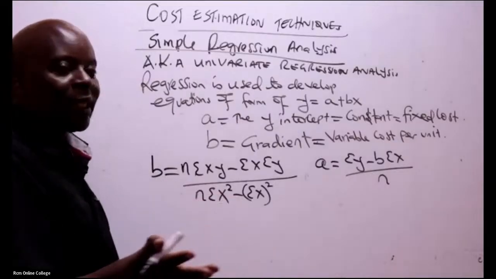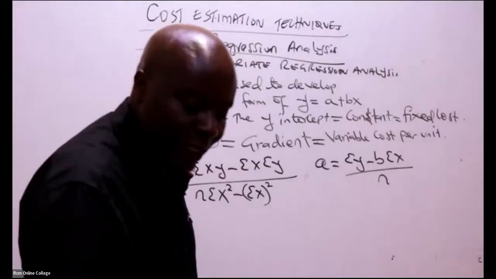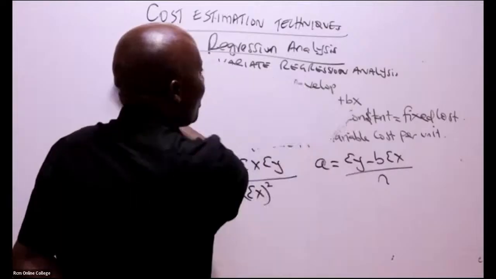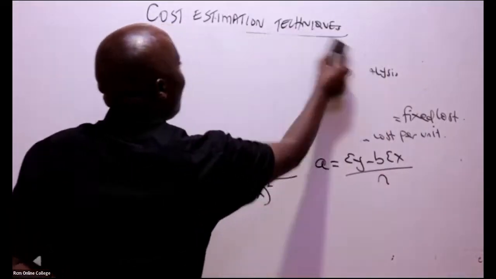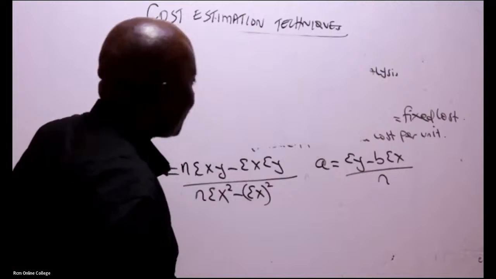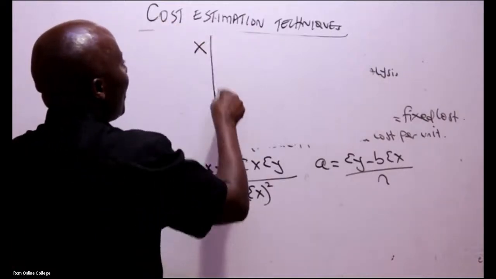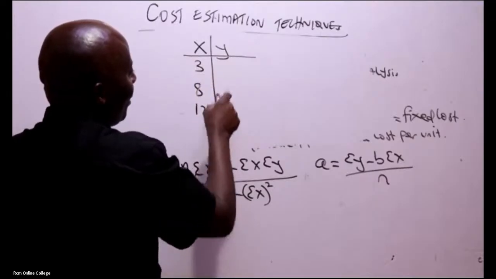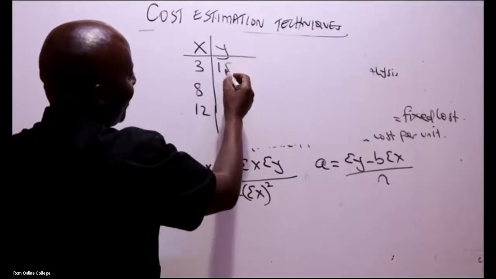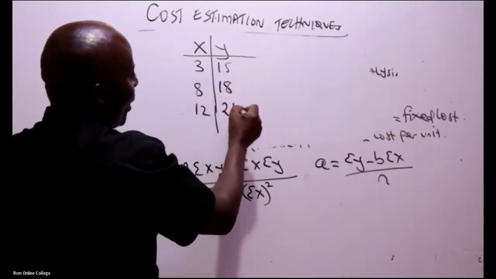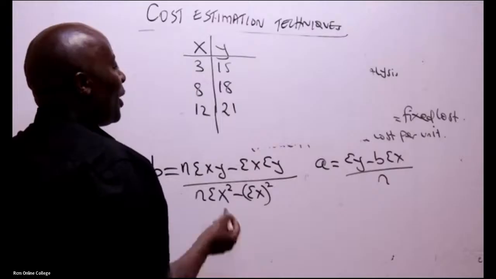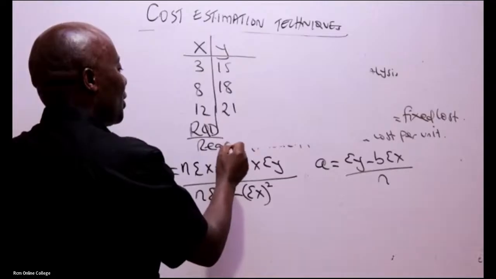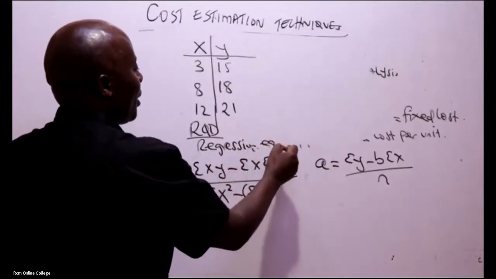So in this case here, this is how we get the value of B and the value of A. I'll give you a very short example before we look at the question that came just the other semester. I'll give you a very simple illustration. If, for example, you are given just three data values, x and y: 3, 8, and maybe 12 for x, then 15, 18, and 21 for y. And then you are required to get the value of B and A, the required regression equation.